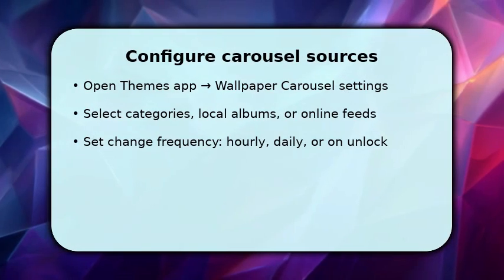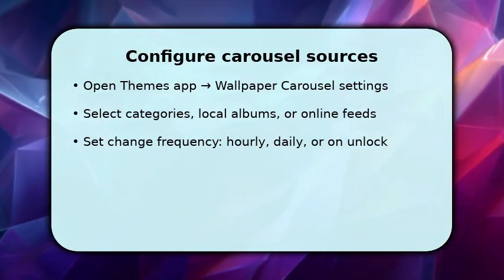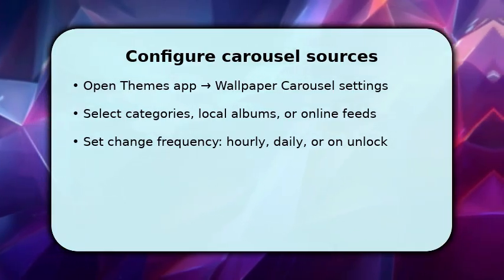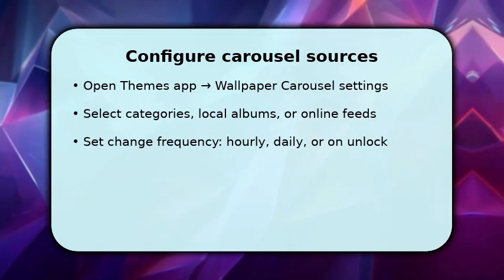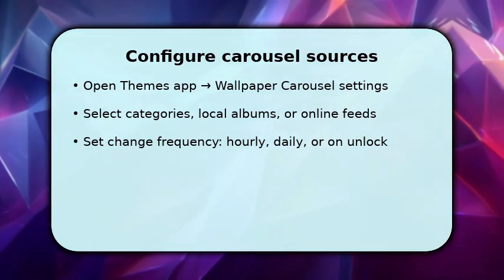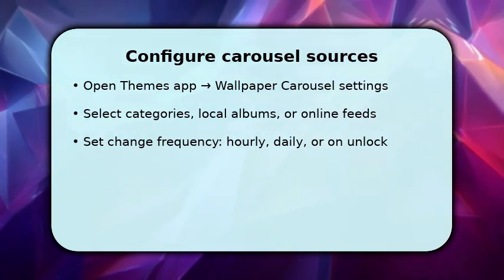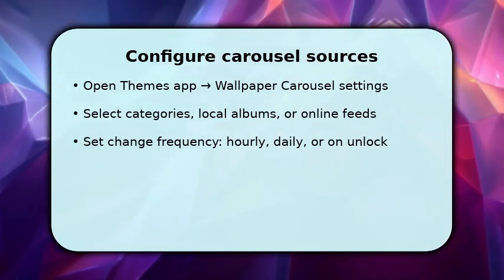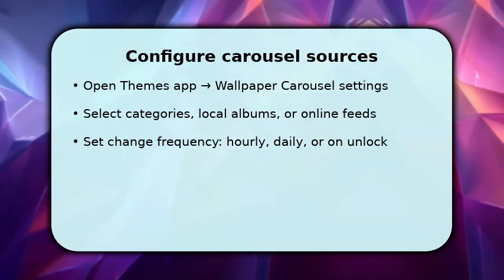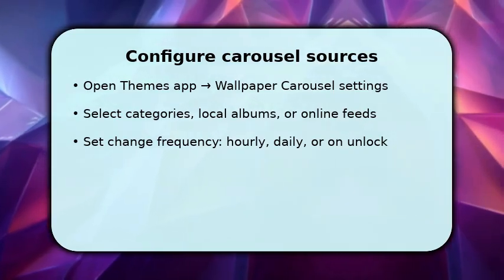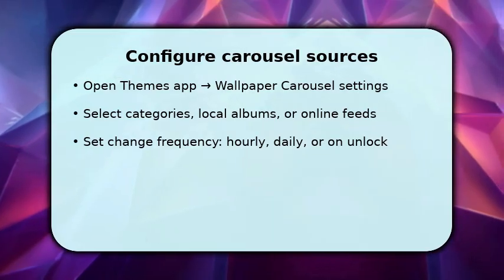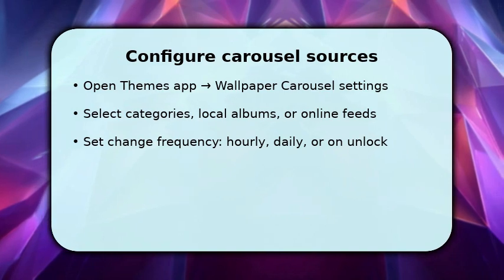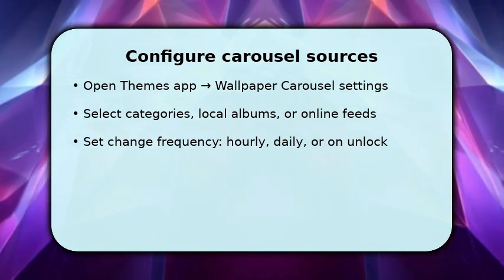You now pick where images come from and how often they change. In themes, open Wallpaper Carousel settings and choose between curated online feeds, your local albums, or both, selecting local saves bandwidth while feeds give variety. Then set frequency: hourly for freshness, daily for battery balance, or on unlock to limit updates. Also prioritize preferred categories so the system favors landscapes or portraits. Once configured, expect the launcher to prefetch images. That improves smoothness and reduces delay when you unlock.